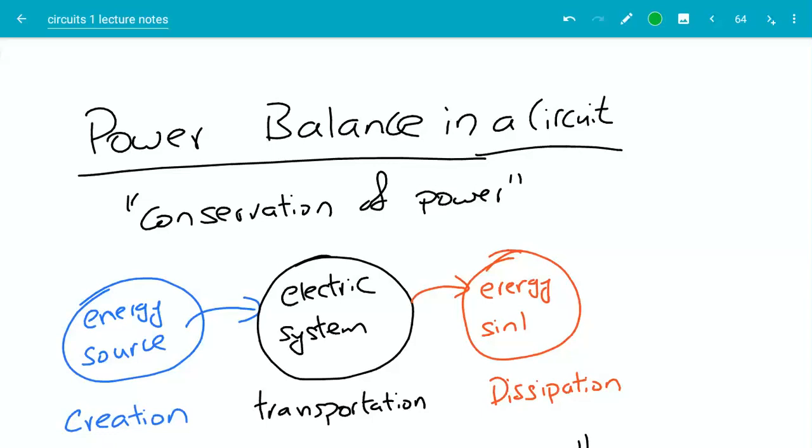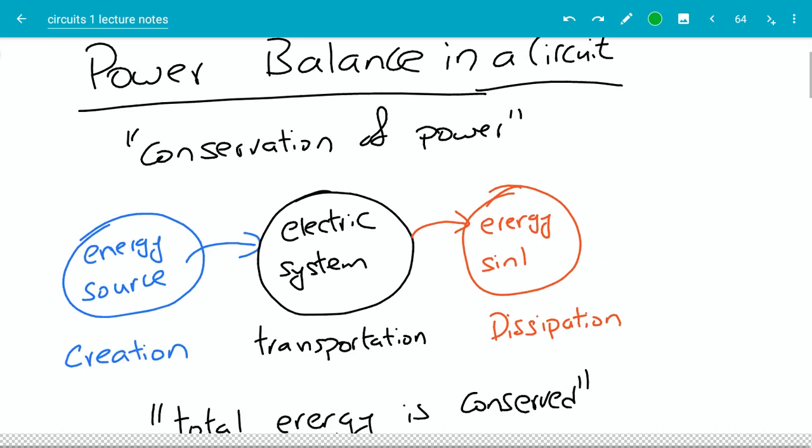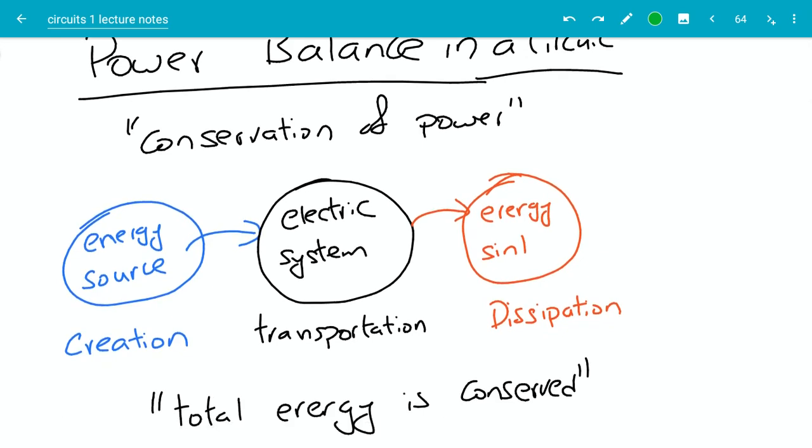Let's talk about power balancing in a circuit. In other words, we want to talk about conservation of power. Okay, so in general, if you look at any electrical circuit, we usually have some power sources, or some energy sources, and some places where energy is being dissipated, right?